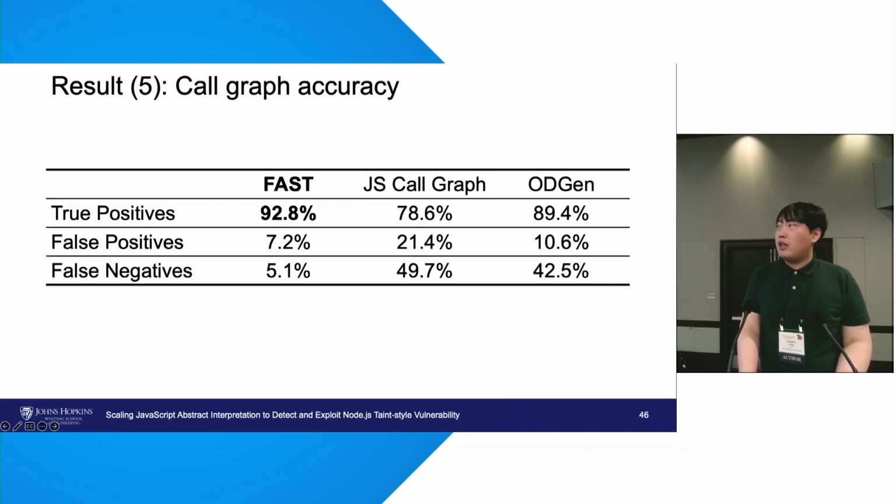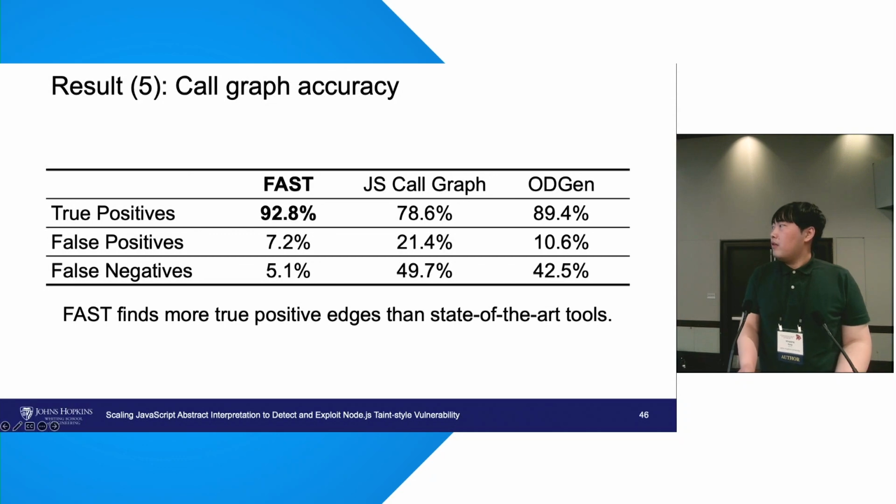Finally, we manually compared the generated call graphs. FAST finds more correct edges than state-of-the-art tools.